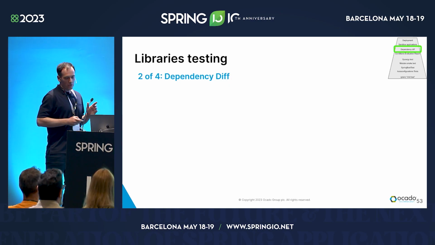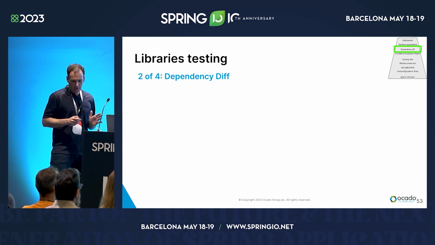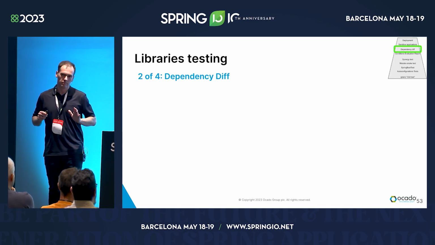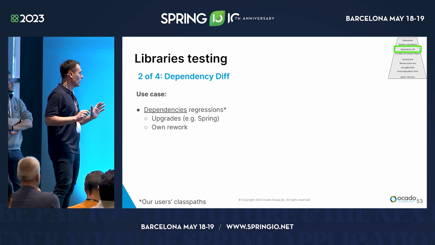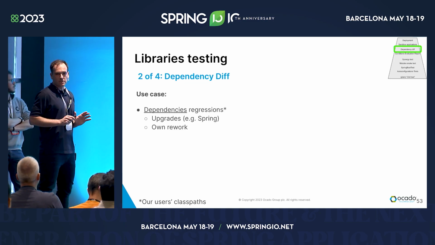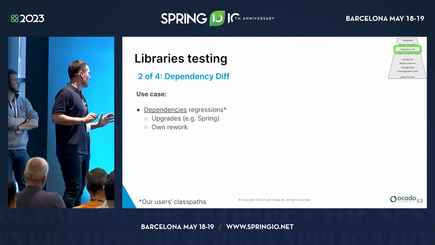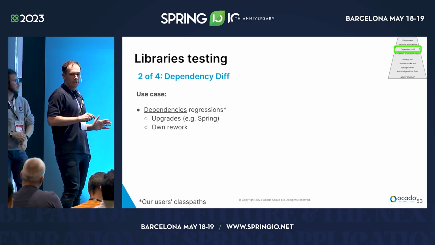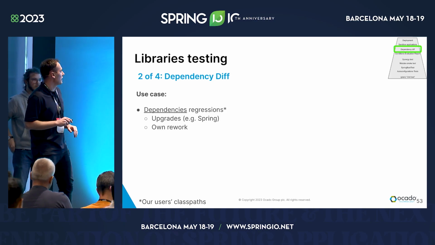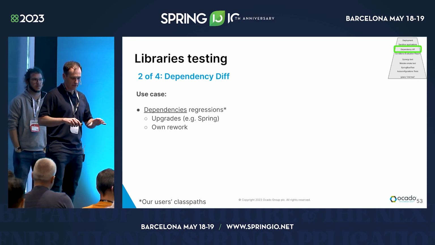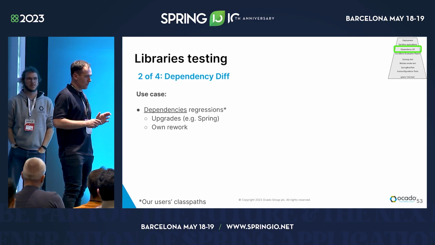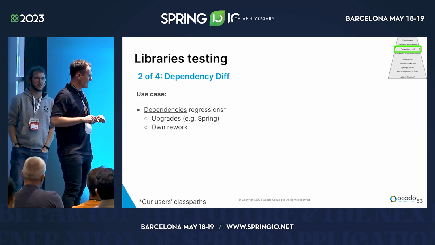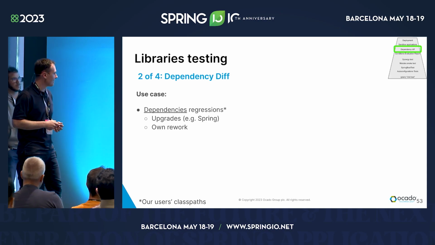Dependency diff. This is our own invention. We found that because of how Spring Boot works, the transitive dependency tree is really important for our users. So we want to make sure there are no regressions in the dependencies. And when, say, we upgrade Spring, we want to know what's going on. When we rework things, like changing modules, it's many times more about the annotations and dependencies than the actual code.